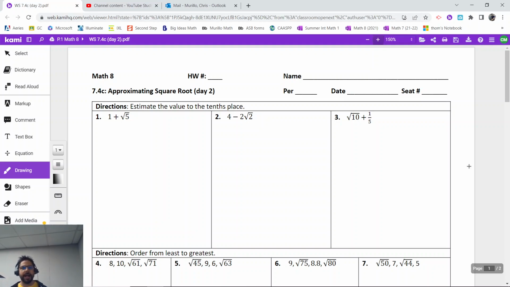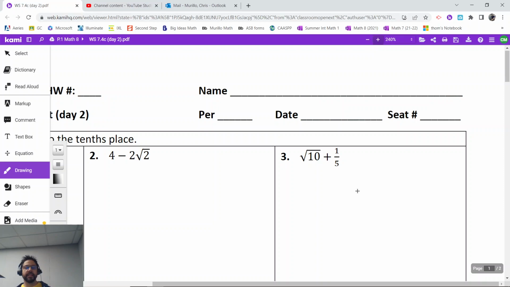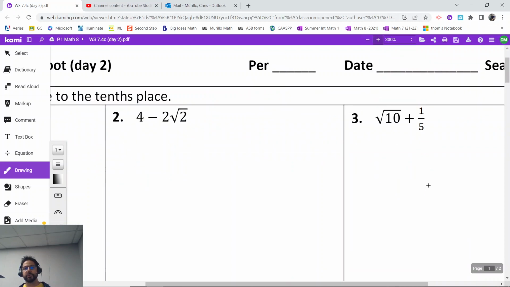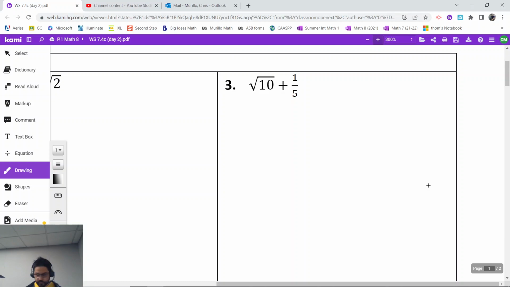All right, welcome back. We only have a few problems there at the beginning. I'm actually going to ask us to try number 3 together. Now, it's not because the square root of 10 is really easy. It's because I want to make sure that we are comfortable with our fractions to decimal conversions.